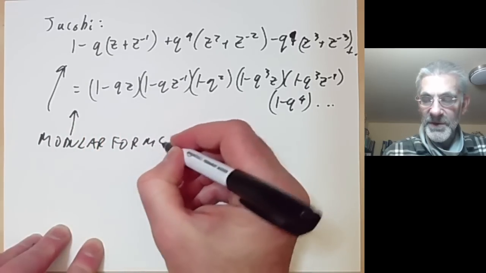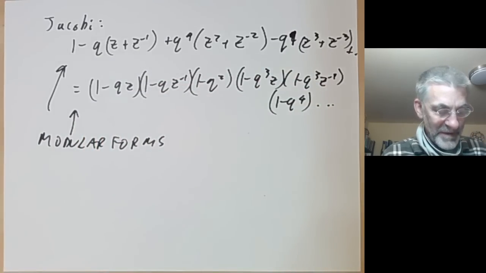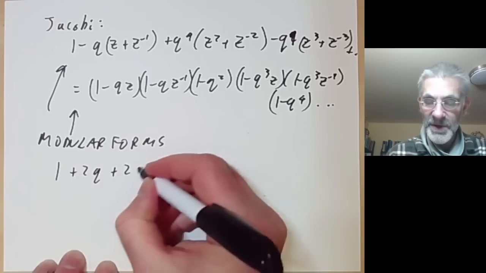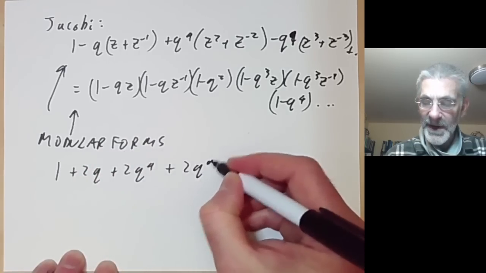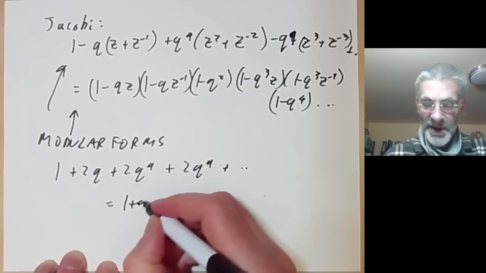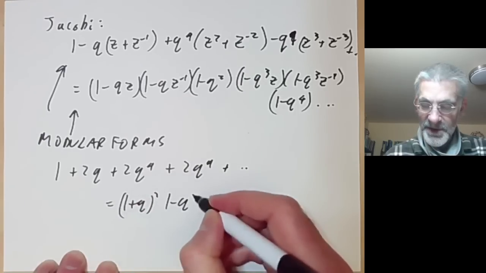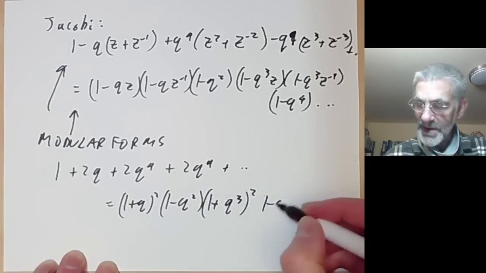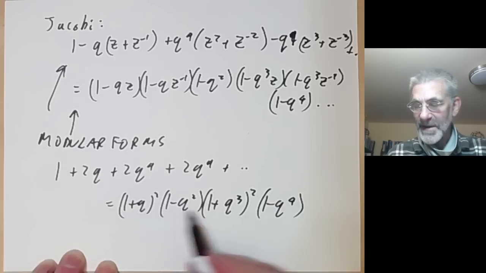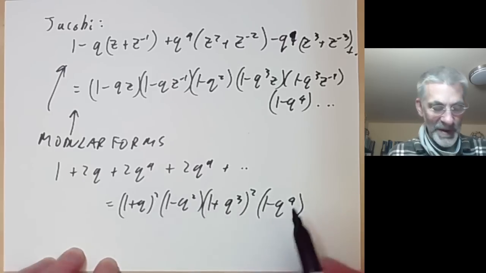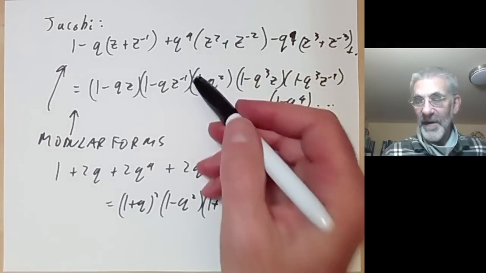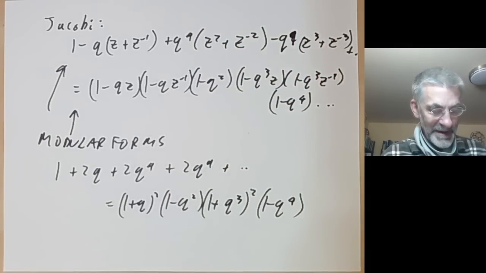And provided you add some minor fudge factors, they're both essentially modular forms. So one special case of this is if you look at the function 1 plus 2q plus 2q to the 4 plus 2q to the 9 and so on. This is equal to 1 plus q squared, 1 minus q squared, 1 plus q cubed squared, 1 minus q to the 4 and so on, where the signs keep alternating, the exponents alternate between 2 and 1. So modular forms turn up in these funny combinatorial identities.